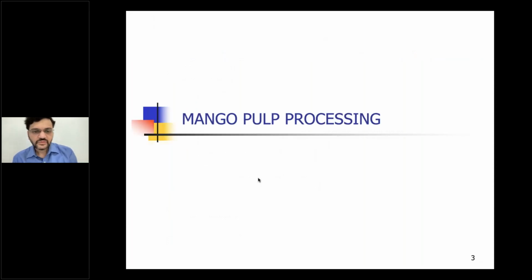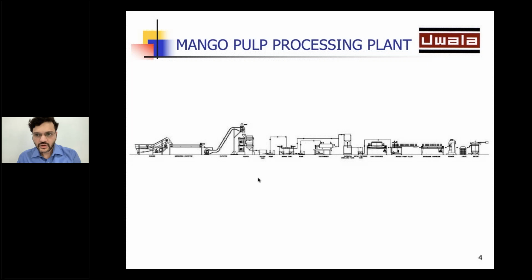We will start with the most commonly processed form of mangoes, which is mango pulp. So this is what a line for mango processing would look like. I'm sorry, the image is a bit small. You might not be able to see it very clearly, but I will briefly take you through what the process is. The line starts from left to right.